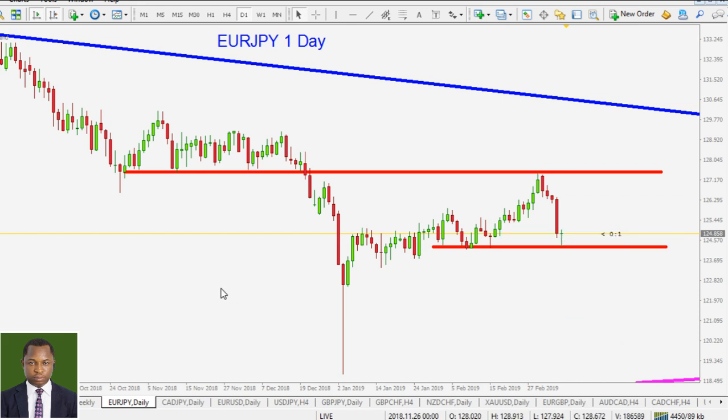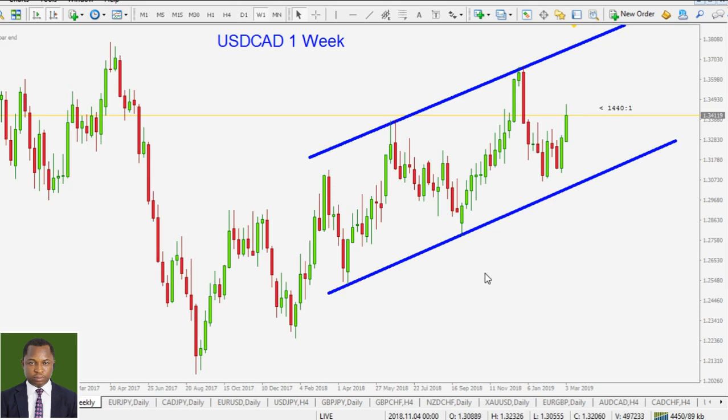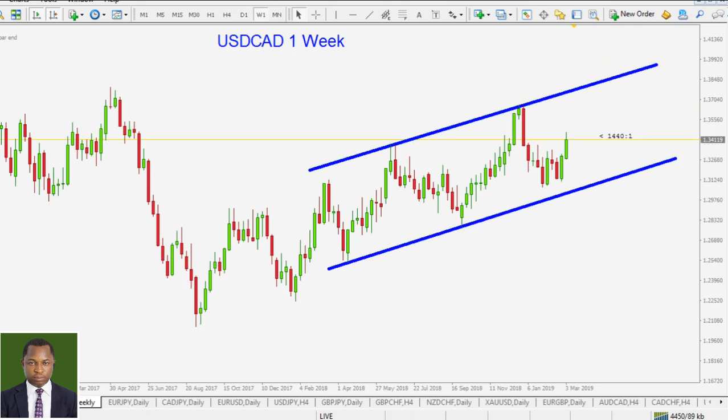All right, next one, American dollar against the Canadian dollar. We have already established in the weekly time frame that price is within the channel. Within the channel, the lower boundary here has never been tested. So this push to the upside to us is quite temporary. We believe that price will come back down to test the lower boundary of that channel line there. And so we are still bearish with the American dollar against the Canadian dollar.